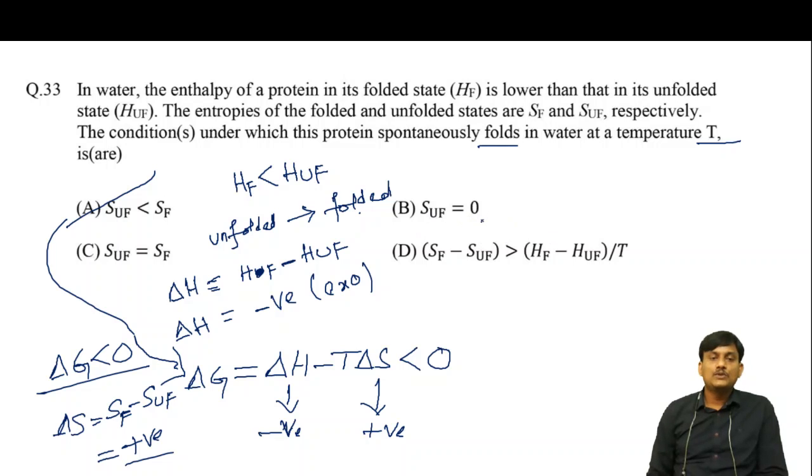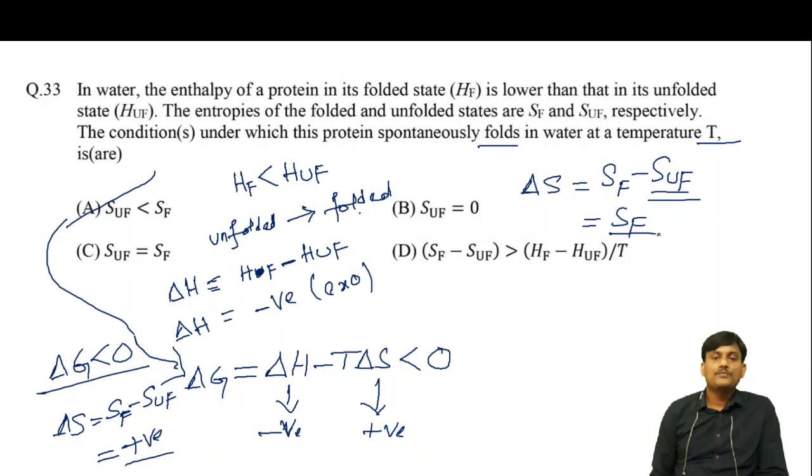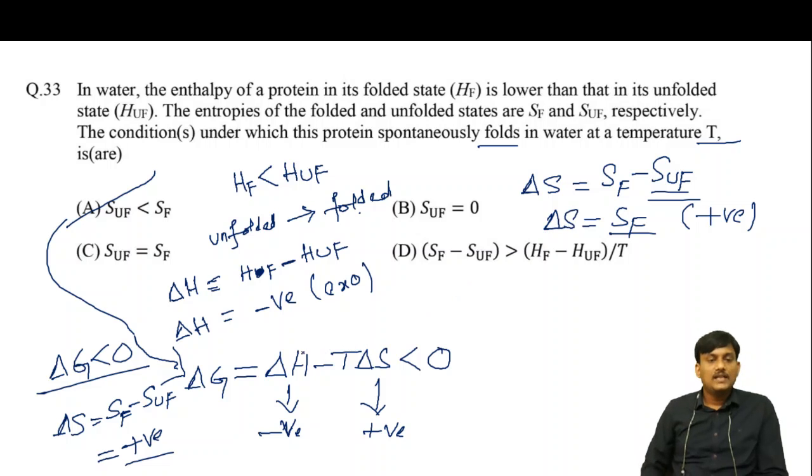SUF is equal to 0. Suppose when SUF is equal to 0, what is T delta S? Delta S is equal to SF minus SUF. When this one is 0, it will be equal to SF. We know that entropy of any state is positive generally. So SF is positive, delta S is positive. Again, delta H negative, delta S is positive. So the whole delta G will be negative. So in this case also the process is spontaneous.